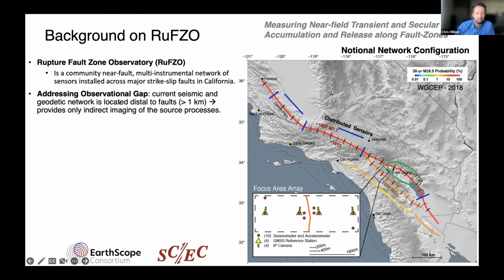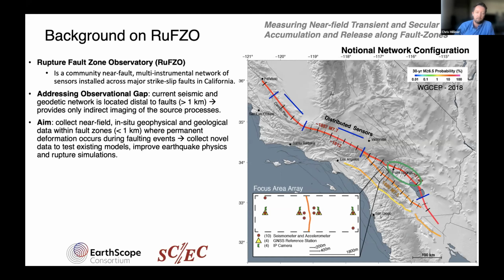The main issue that ROSO is trying to address is a large observational gap in the current seismic and geodetic network. At the moment, most of the stations are located distal to major faults, more than 1 kilometer away, and this only provides indirect imaging of the source processes. So the aim of ROSO is to instead collect near field, in situ, geophysical and geological data within fault zones where permanent deformation occurs during rupture events.